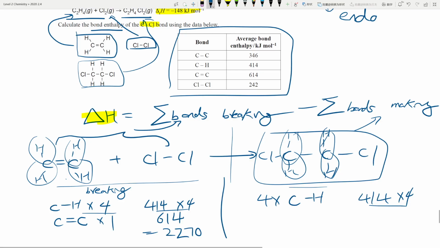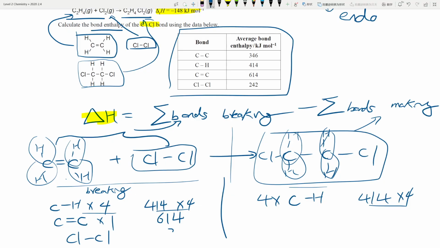Oh, and then I just realized I forgot the CCl. It's the ClCl. I need to break the ClCl bond as well, which is going to be 242. So if I add up all these numbers together, that's 2270 plus 242, which is 2512.